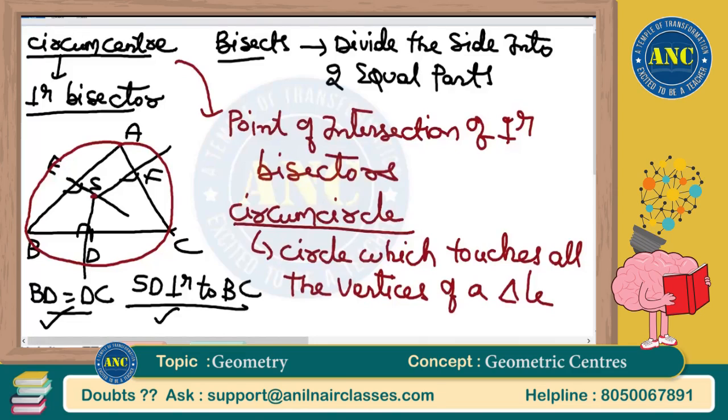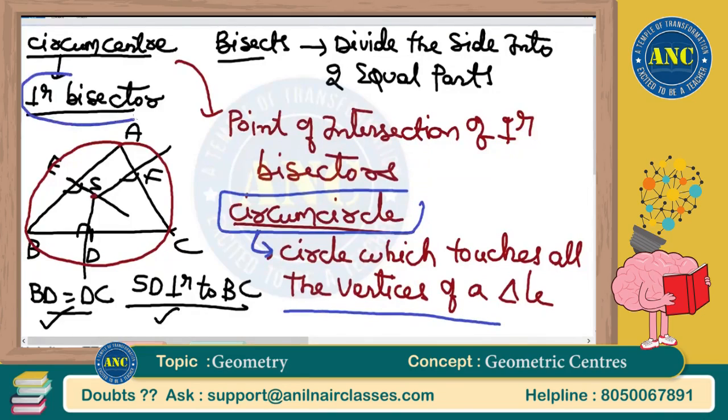There is another circle which touches all the sides of a triangle, that is the incircle. Circumcircle is a circle which touches all the vertices of a triangle. I hope the idea is clear.